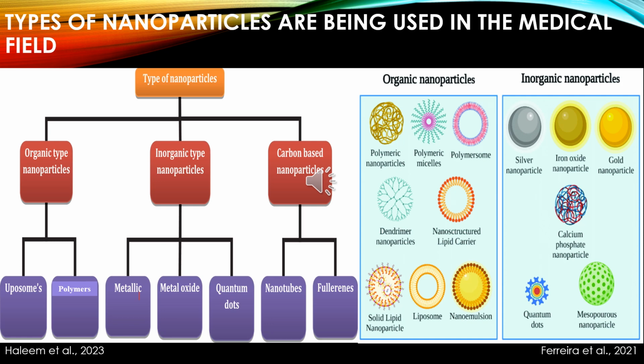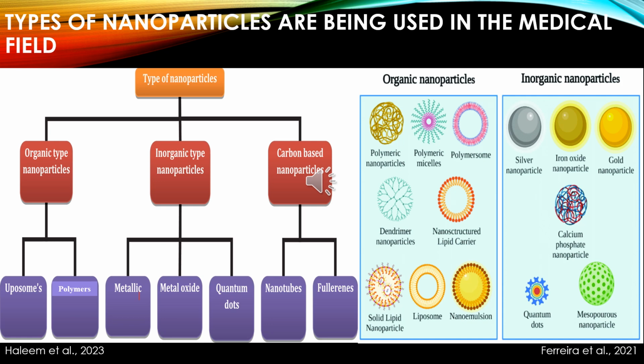The second category is inorganic nanoparticles. They are further subclassified into metallic, metal oxide, and quantum dots. The inorganic nanoparticles comprise metal-like nanoparticles which are made from metal precursors. They in particular have unique optoelectrical properties. We use metals during the reduction and capping. So examples are silver nanoparticles, iron oxide nanoparticles, gold nanoparticles, calcium phosphate nanoparticles, quantum dots, and mesoferrous nanoparticles.